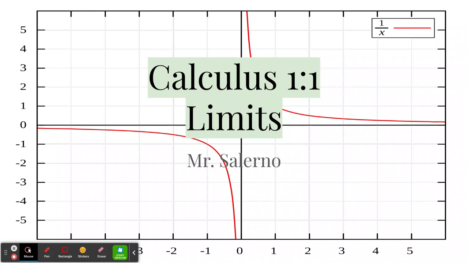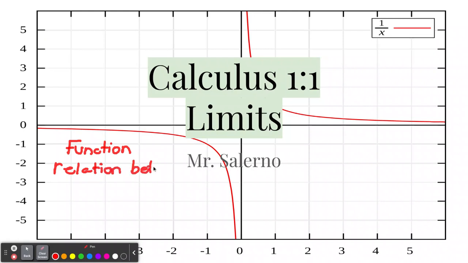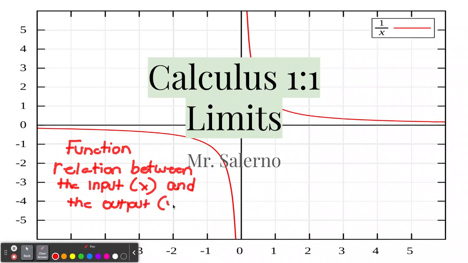And you should know about a function. So let's write that word function down. What's a function? Of course, you learned functions before, so let's just refresh ourselves on what a function is. A function is a relation between the input, the x, the domain, and the output, y. So the domain and range.